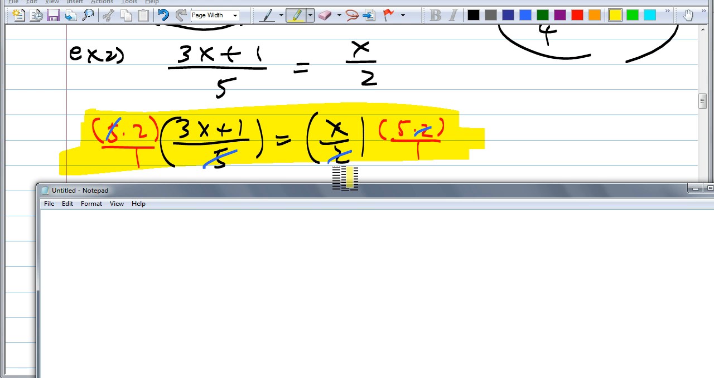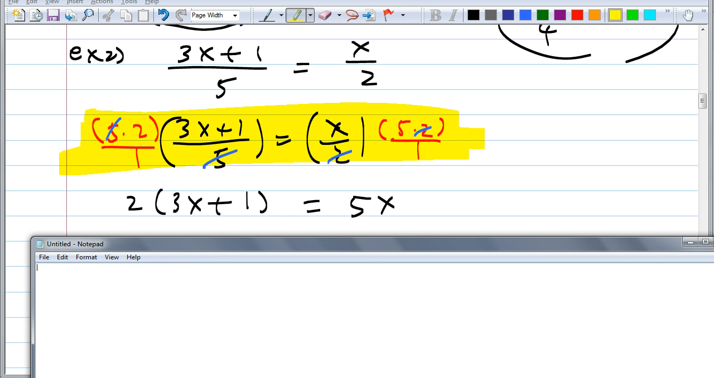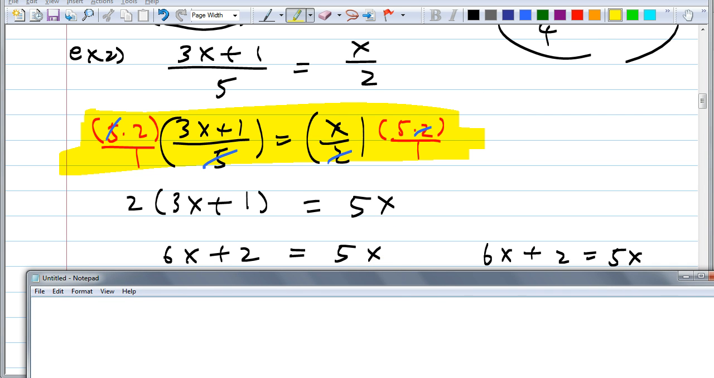Because sometimes when you take the shortcut, if you forget what to do, or if you don't understand what you're really doing, it's easy to make a mistake. You're basically multiplying both sides by 5 times 2, right? The 5's cancel out, 2's cancel out, okay? And that's what we get. And like Royce says, when you distribute, you get 6x plus 2 equals to 5x. And of course, what do we do next here? How about Aiden? How do we solve for x now?